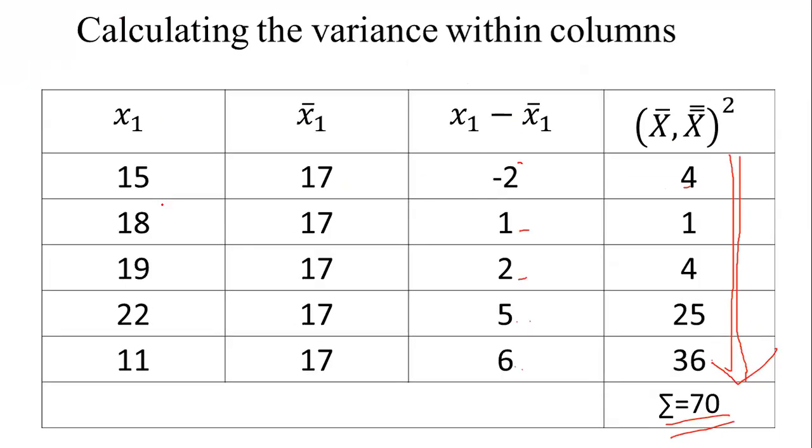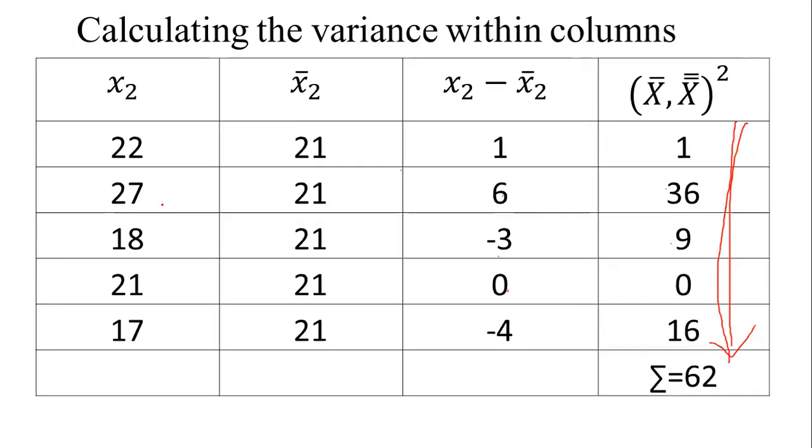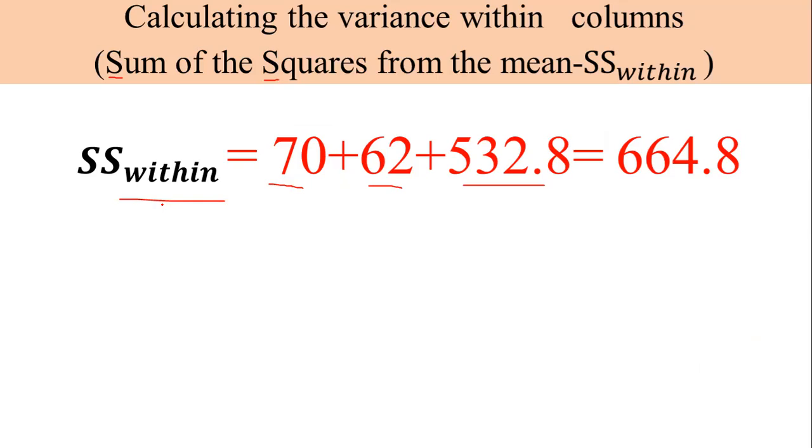So the first average we got was 70, it's there. The second one we got 62. The third one we got 502. So when we add all of them, it's called the sum of the squares within. And now we are going to calculate the sum of the squares between.